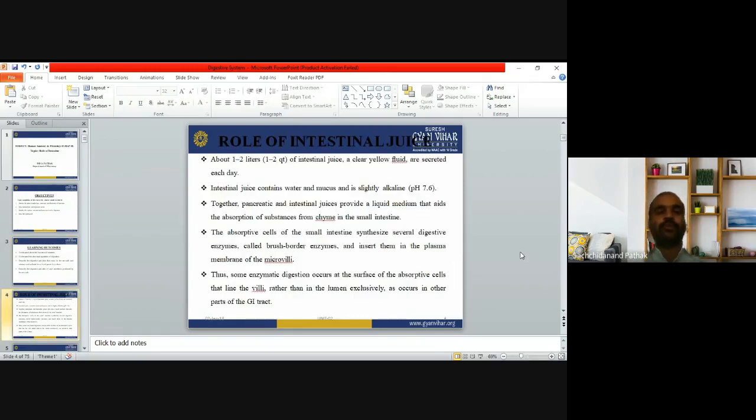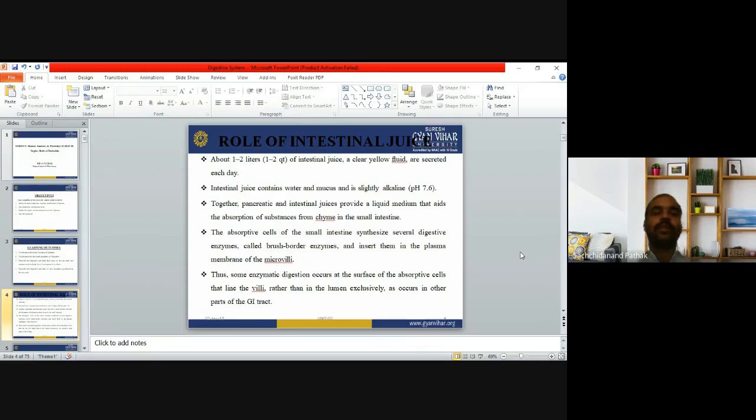Now come to the point, the role of intestinal juice. In the intestines, a secretion is secreted that is called the intestinal juice, like the secretion secreted in the stomach is called the gastric juice. Similarly, the secretion secreted in the intestine is called the intestinal juice. About 1 to 2 liters of intestinal juice, a clear yellow fluid, are secreted each day.